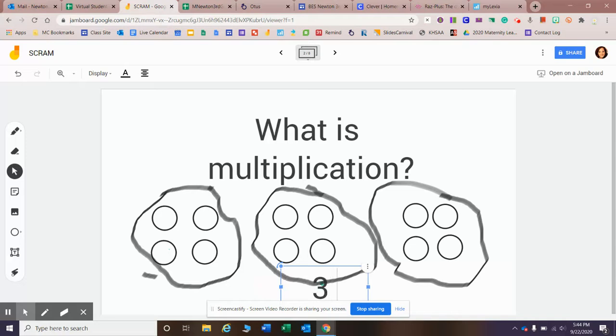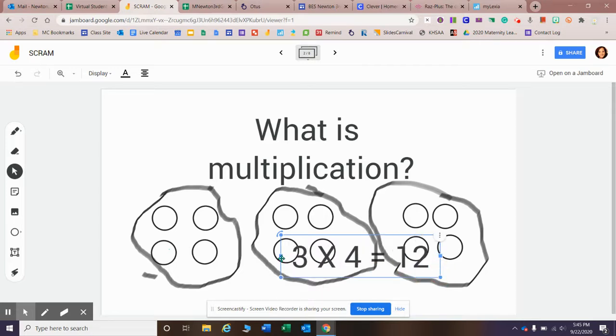So this would represent 3 times 4. And what you do is you add up all the different dots. So 1, 2, 3, 4, 5, 6, 7, 8, 9, 10, 11, 12. So you know that 3 times 4 gets you 12.